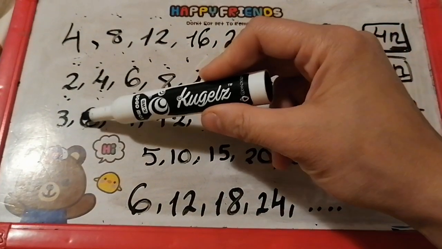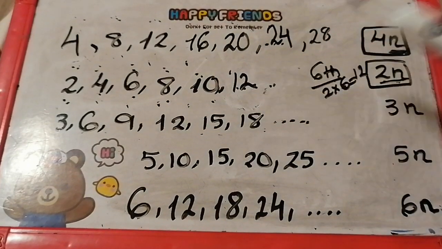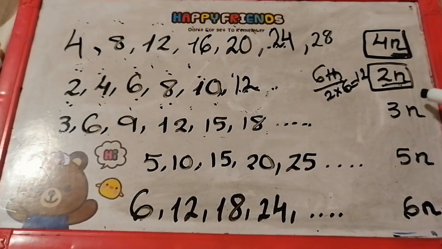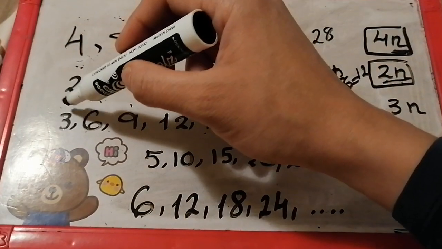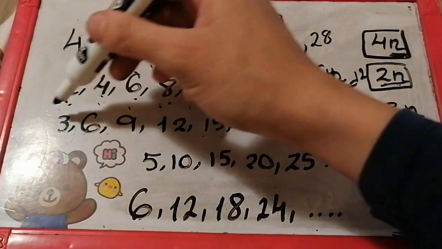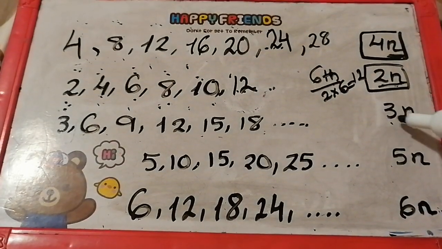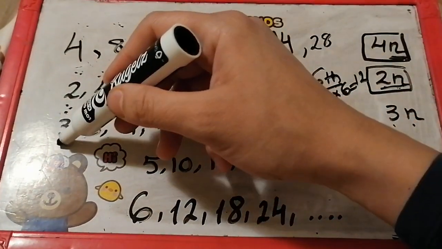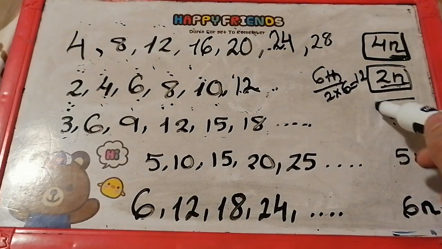What about the coming one? 3, 6, 9, 12, 15, 18. This sequence is counting by 3. So the formula is counting by 3, and it starts with 3. Take care of this point, because if I want the first number, it will be 3 times 1, and 3 times 1 is 3. So for this sequence, the formula is 3n.